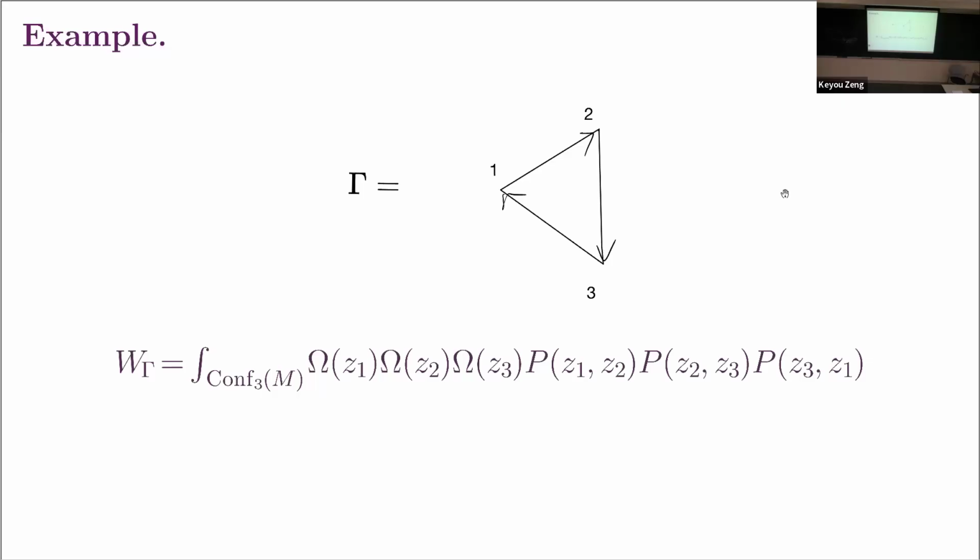Finally, we multiply them together and integrate over the configuration space of 3 points, because we have 3 vertices. That's not a rigorous definition for now, because we don't know whether this is convergent in the sense of the integral.